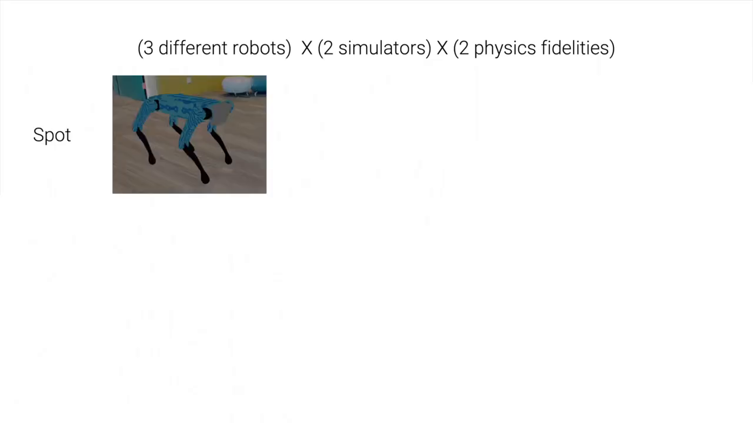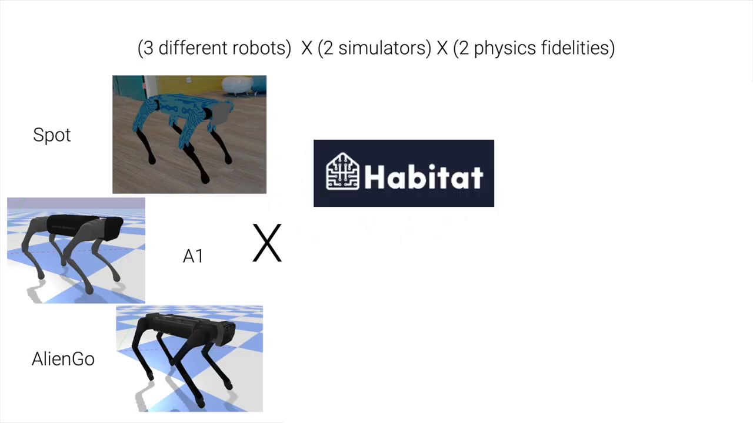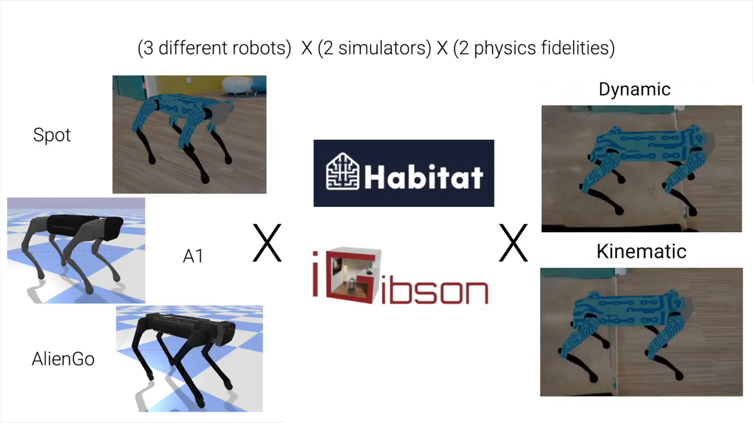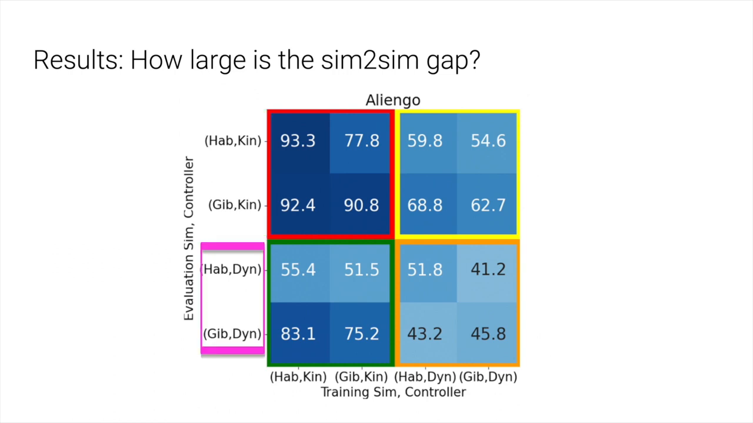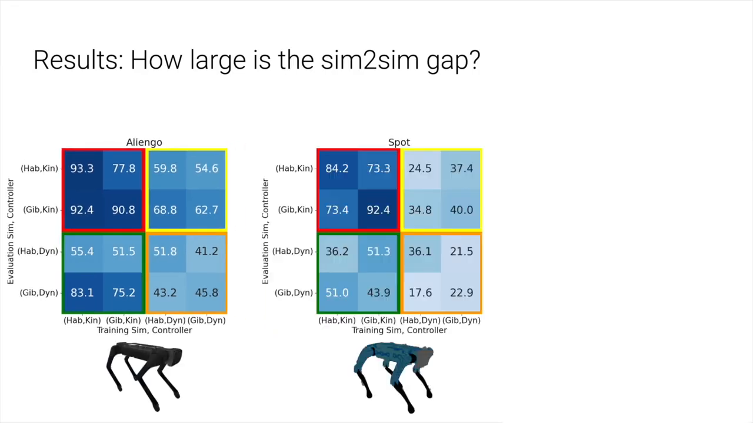We evaluate our hypothesis using 3 different robots: Spot, A1, and AlienGo, and 2 simulators, Habitat and Gibson. We train policies using 2 physics fidelities, dynamic and kinematic. We study the combinatorial space of experiments. Policies trained under 2 training conditions, kinematic and dynamic, 2 evaluation conditions, kinematic and dynamic, 2 simulators, Habitat and Gibson, and 3 robots, AlienGo, Spot, and A1.